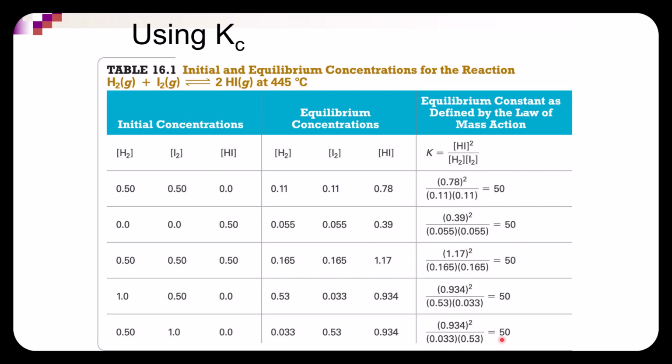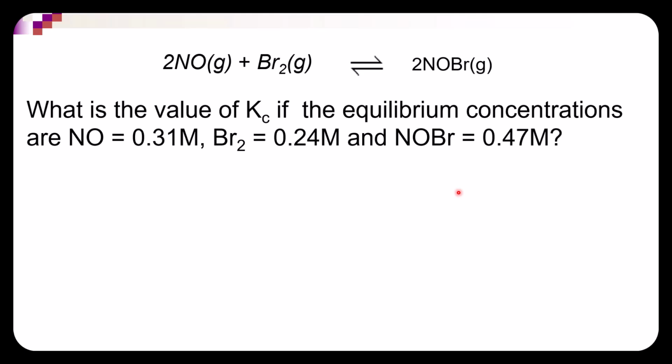So how did they calculate these values at equilibrium? How did they get this equation? Let's just do a really quick example. This is going to look and feel very similar to what we did with the reaction quotient. So our reaction is up here. NO reacts with Br to produce NOBr. What is the value of K if the equilibrium concentrations are as follows? 0.31 NO, 0.24 Br, 0.47 NOBr.